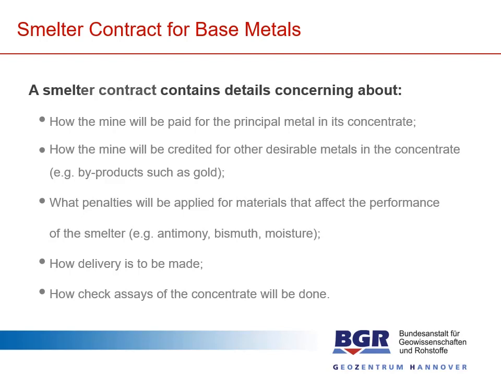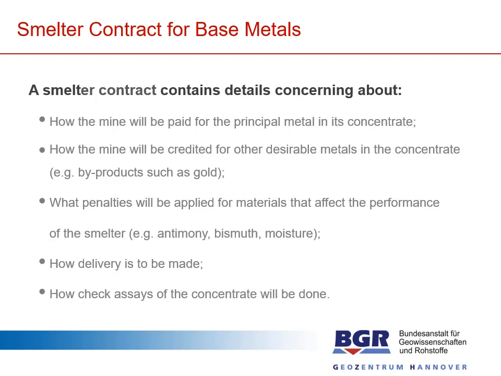A smelter contract contains details that concern how the mine is paid and how the mine has to deliver the concentrate. So the mine will be paid for the principal metal in the concentrate, and how the mine will be credited for other desirable metals like gold and silver in the concentrate as a byproduct is also fixed in this smelter contract. Additionally, there can be penalties which will be applied for materials that affect the performance of the smelter, for example antimony, bismuth, moisture, but can also be arsenic that goes to the off-gas and has to be specially treated.